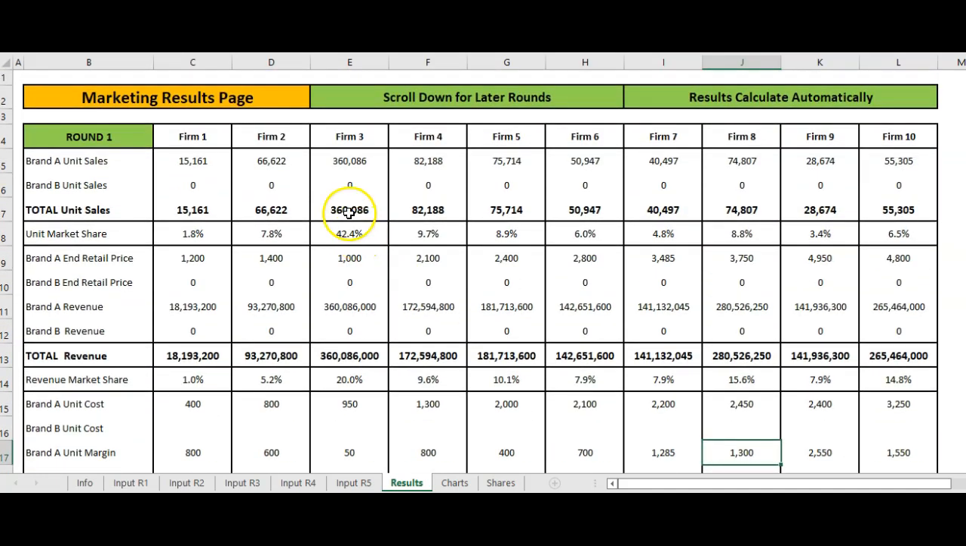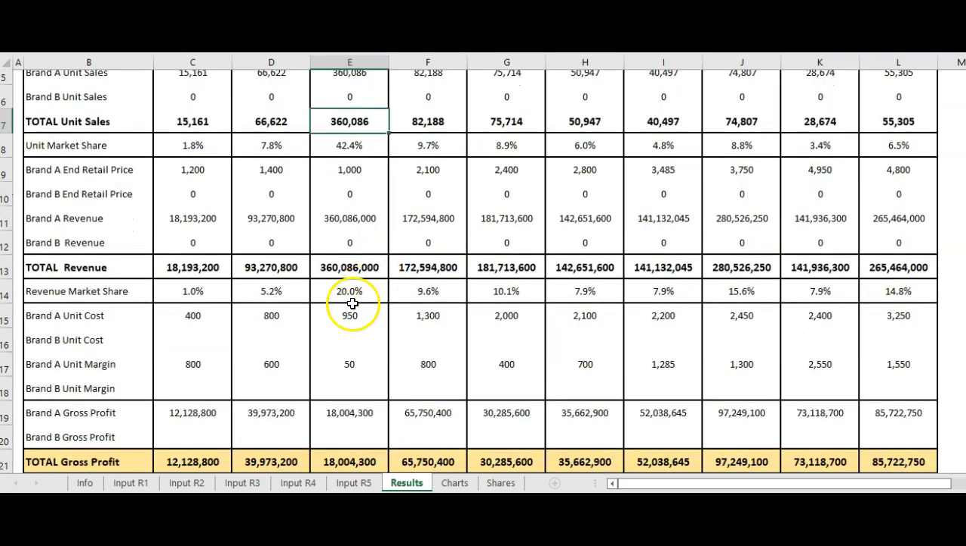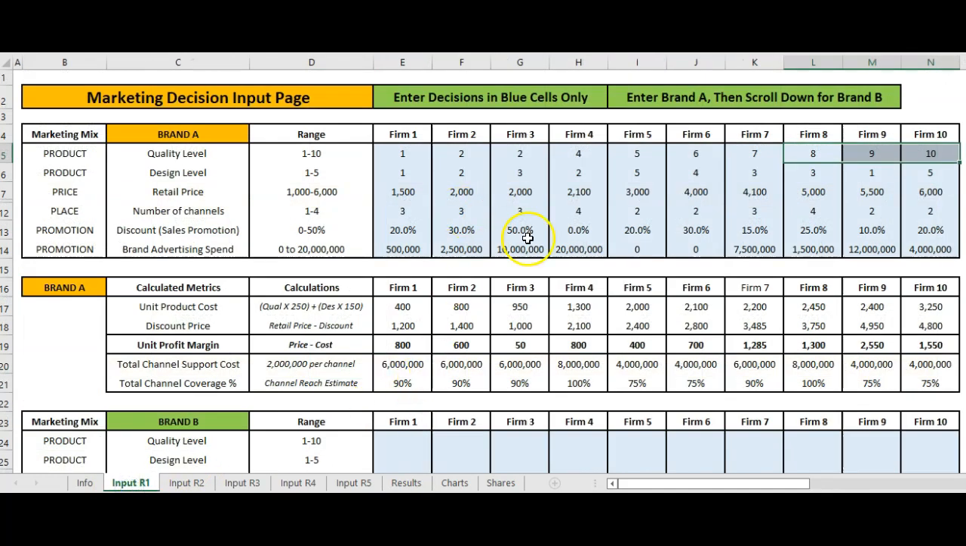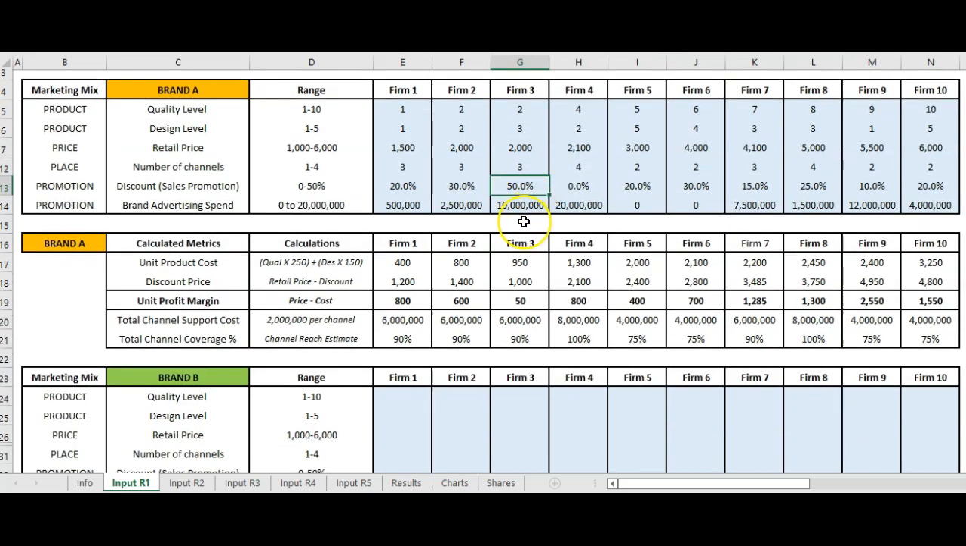Now to highlight this, they have 42% market share. They sold a lot of TVs, but an average margin of only $50, because they had quite an aggressive discount. And they only made $2 million. So just because you sell the most doesn't mean you're going to make the most money. So you've got to balance this out a little bit. If we go back to the decision of firm 3, you can see they have a 50% discount there. Okay, that's obviously too aggressive.